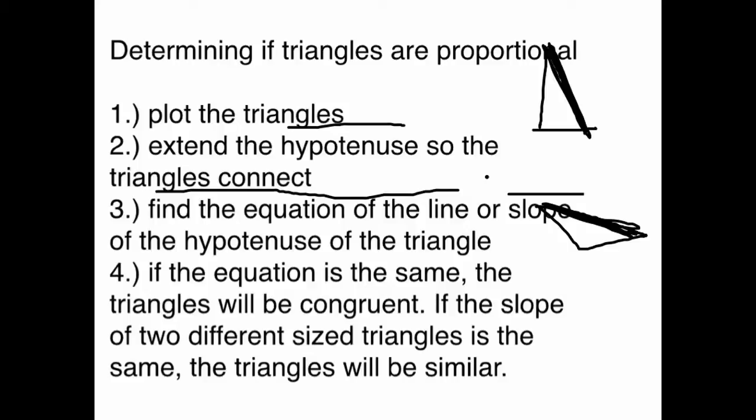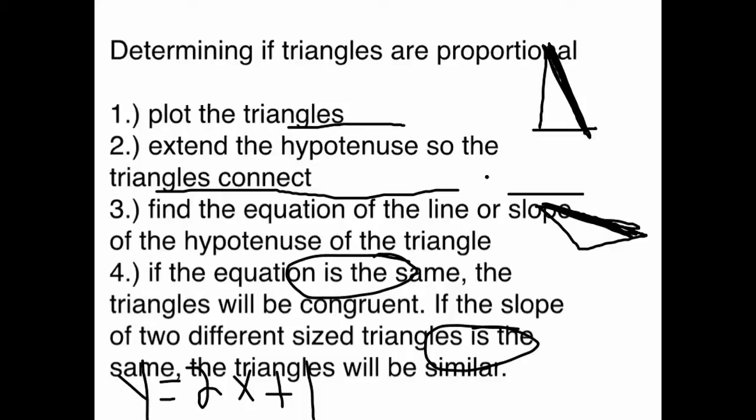If the equation is the same, let's say you had two triangles and the equation came out to be y equals 2x plus 1. If that equation is the same for both triangles, then those triangles are congruent. If the slope of two different sized triangles is the same, the triangles will be similar. So we're going to go through examples like this. So let's move right into one.